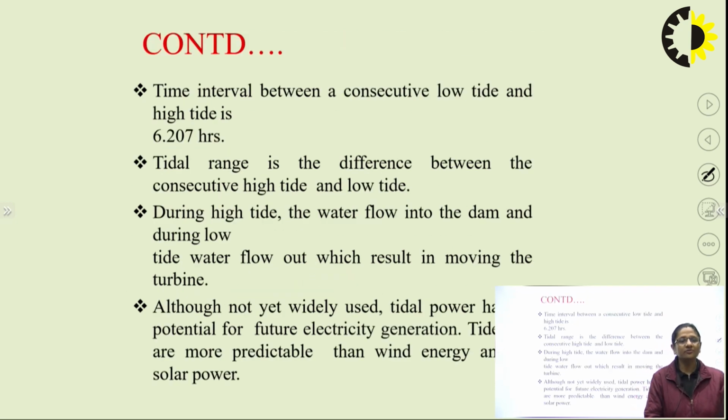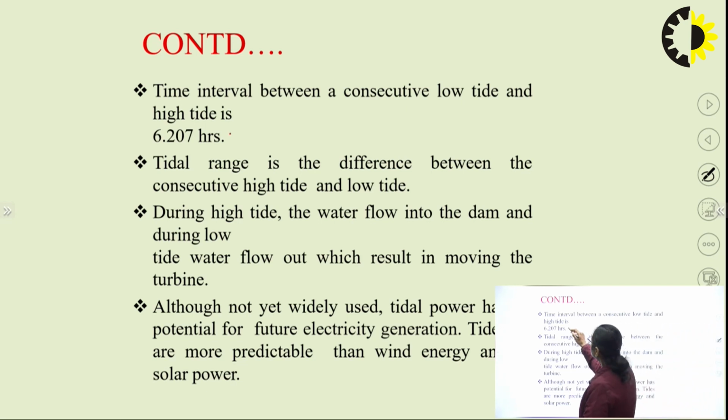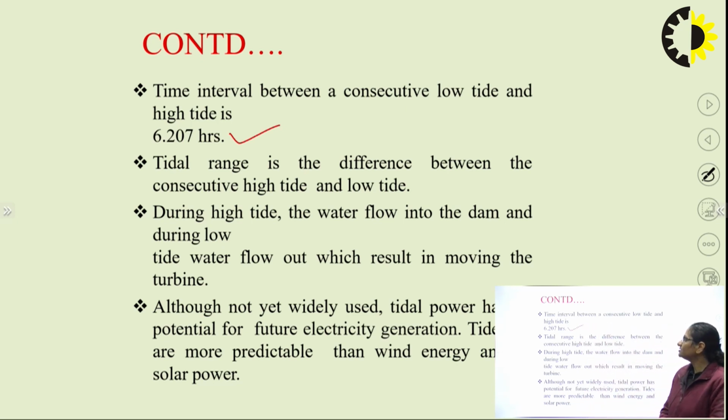The time interval between a consecutive low tide and high tide is 6.207 hours. As this time interval is known, the nature of the power output of tidal power plants can very well be predicted. They are very much predictable, I must say, as compared to the wind electricity generation system. Tidal range is the difference between consecutive high tide and low tide.